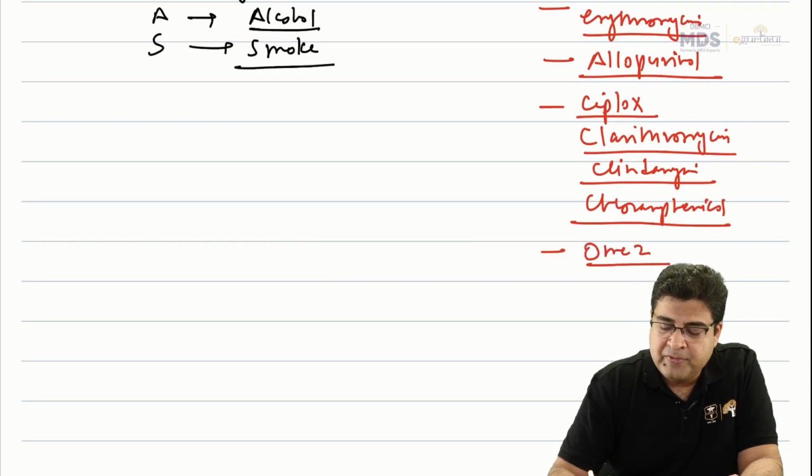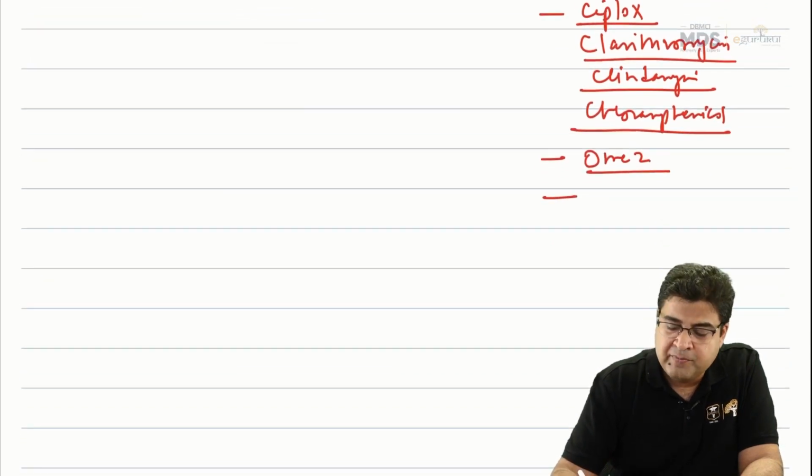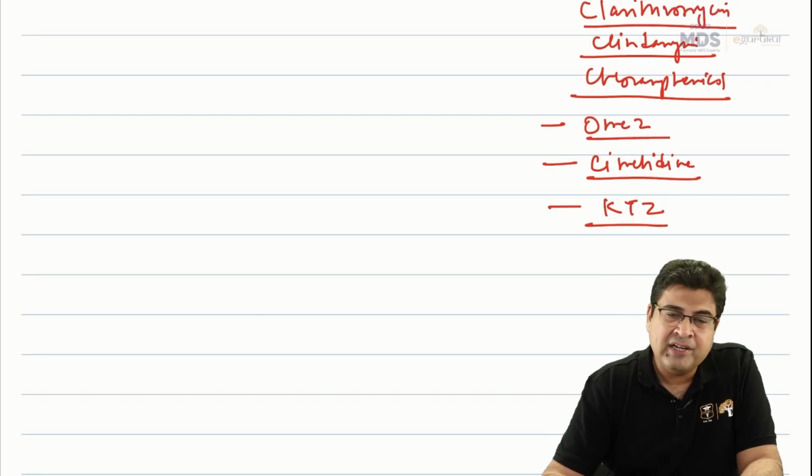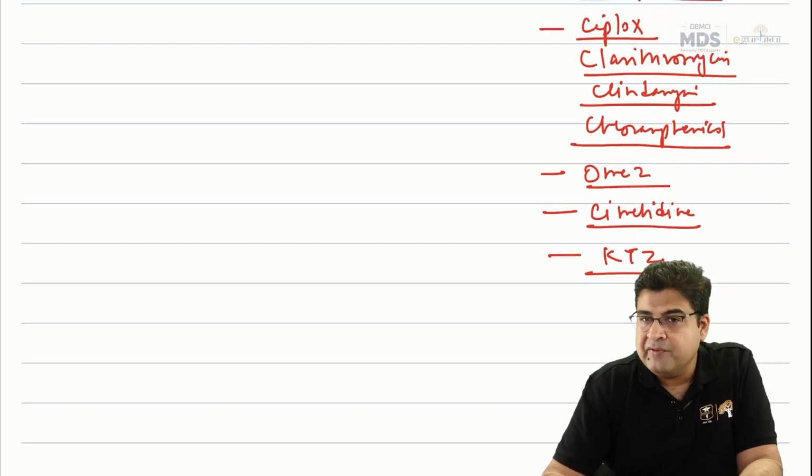Now, we have omeprazole. Omeprazole is also a liver enzyme inhibitor. We have a medicine, cimetidine. Cimetidine is also a liver enzyme inhibitor, and we have a drug, ketoconazole. So, ketoconazole, cimetidine, omeprazole, these medicines are liver enzyme inhibitors.